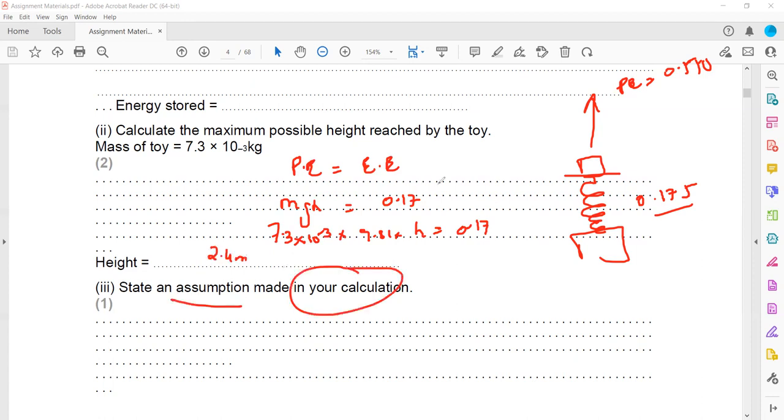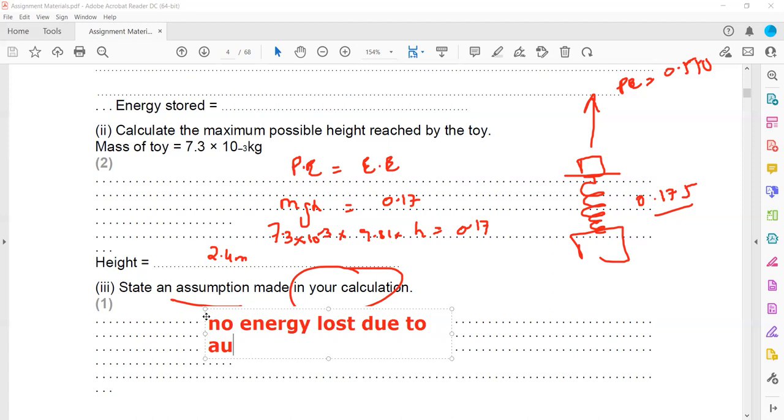One assumption we made in our calculation is that there is no energy loss, that all of the elastic strain energy changes into gravitational potential energy, with no energy loss because of air resistance or within the material of the spring. We can also say the elastic strain energy is converted into kinetic energy first because it starts to move, and then all the kinetic energy changes to gravitational potential energy.